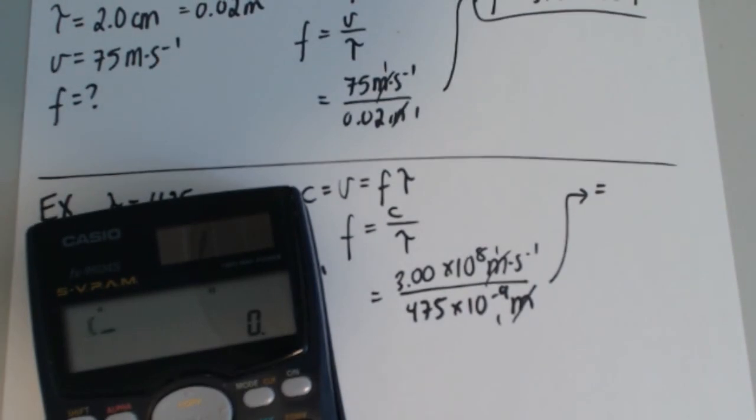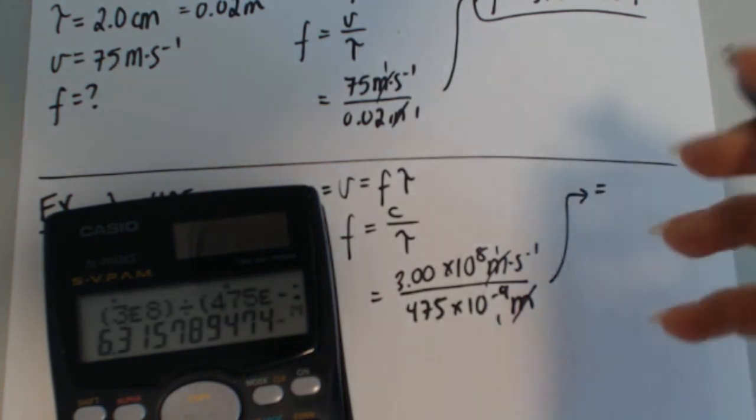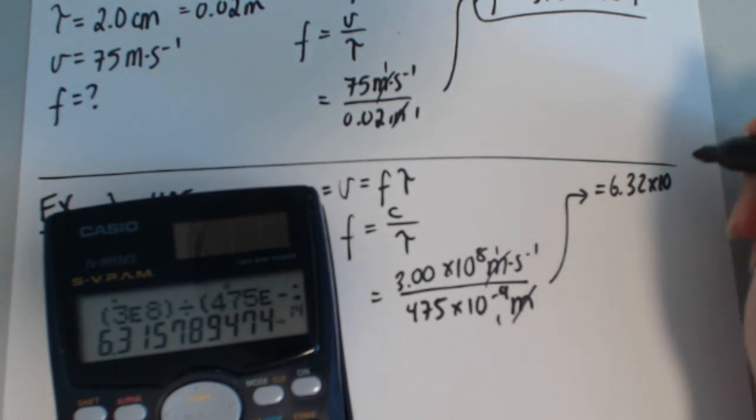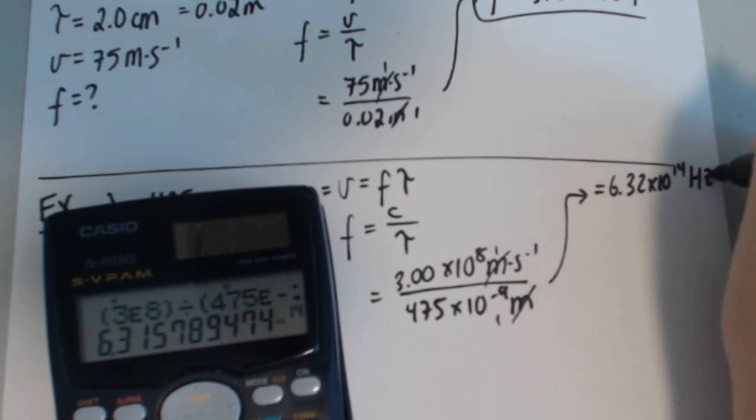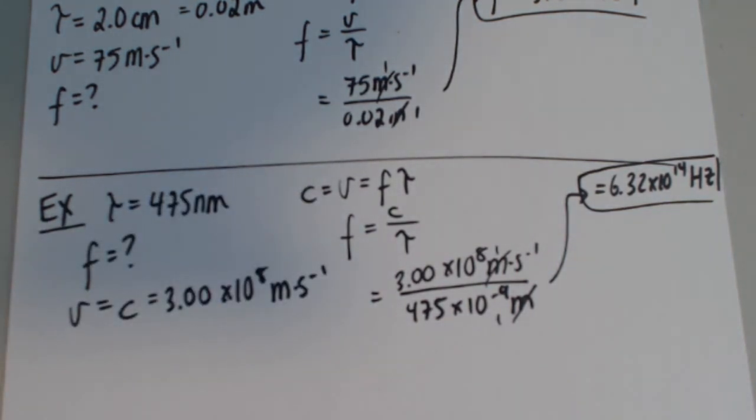So here we go. Oh, sorry, 3 times 10 to the 8 divided by 475 times 10 to the minus 9. So that's 6.32 times 10 to the 14 hertz. All right, so the frequency of the blue hue is 6.32 times 10 to the 14 hertz.